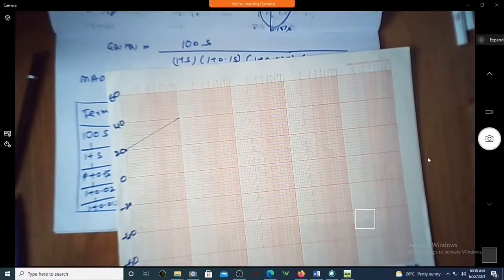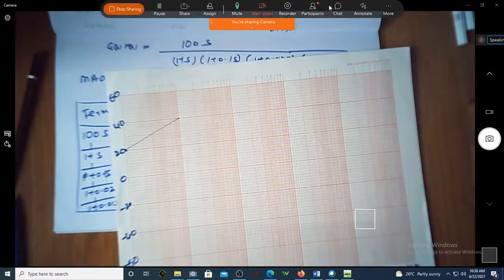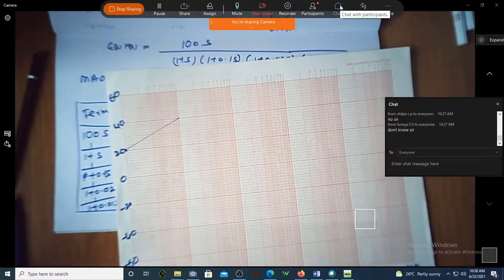Is there at least anyone having the Semilog sheet? Having the curiosity of plotting it? Yes, sir, I'm having. Okay, anybody else? How many of you are having it? Let me just know in the chat box. Does anybody have it?